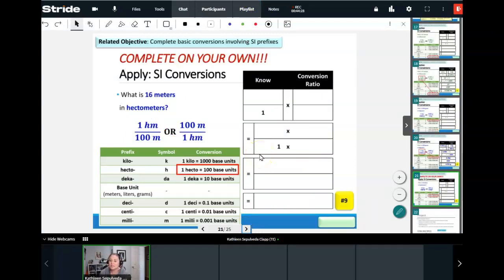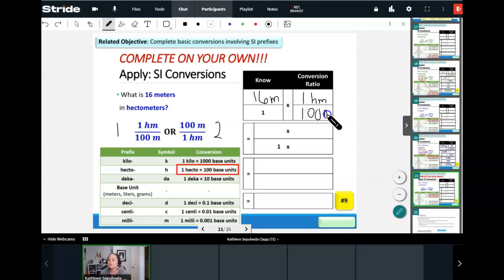So we have 16 meters. I'm going to go ahead and do this one with you. Which conversion ratio am I going to use? Remember, I want meters on the bottom. Am I going to use number 1 or number 2? Number 1. Yes, I agree with everybody. So 1 hectometer on top and then obviously 100 meters on the bottom.